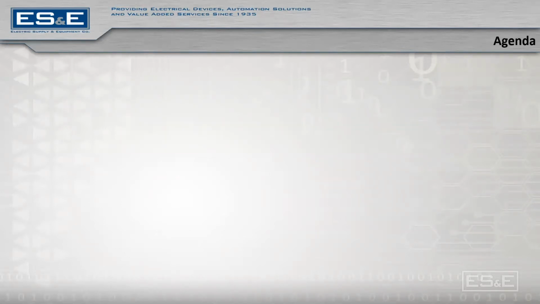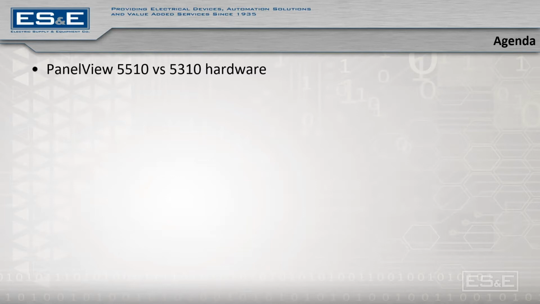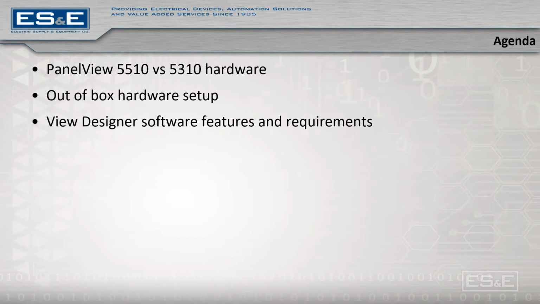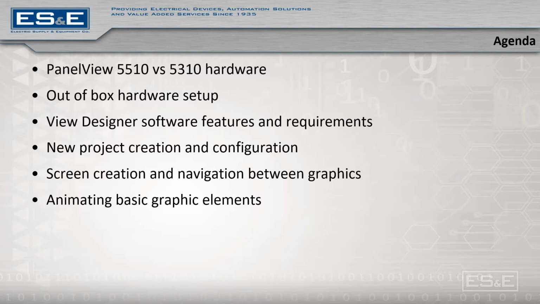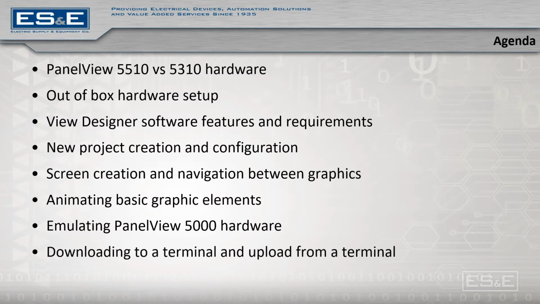Today, we are going to be going through the PanelView 5510 versus the 5310 hardware, the out-of-box hardware setup, View Designer software features and requirements, new project creation and configuration, screen creation and navigation between graphics, basic animation of some common graphic elements, emulating the PanelView 5000 hardware, downloading to a terminal and uploading from a terminal, as well as any additional support that's being offered at this point.